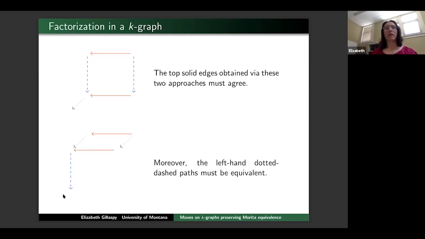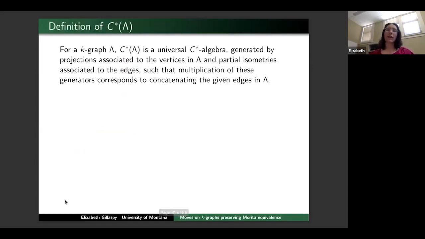So that's a k-graph. It's a directed graph with k different colors of edges and a factorization rule or an identification of blue-red paths with red-blue paths and blue-black paths with black-blue paths, such that any three-color path gives you a well-defined cube. And then once you've got a k-graph, you can build a C-star algebra out of it. So C-star lambda is a universal C-star algebra that's generated by projections for the vertices and partial isometries for the edges in a way that the multiplication of these generators corresponds to concatenating the associated edges in your k-graph.